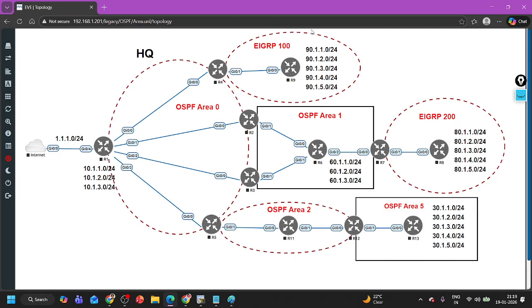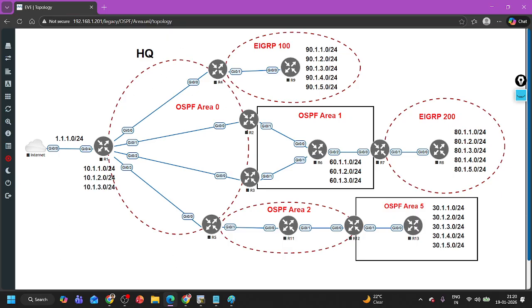And LSA 7 is not supported in a standard area. In a standard area we cannot have LSA 7. So the ABR router will convert LSA 7 into LSA 5. If you have two ABR routers, here you can see router 2 and router 3 as ABRs, the ABR router with the higher router ID will translate LSA 7 into LSA 5 for area 0. And in the translation, again, there are some concepts which we need to understand.